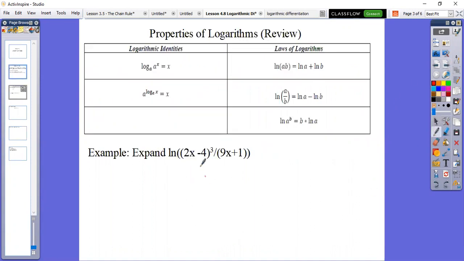So these are the properties of logarithms in case you have forgotten them. Log base a of a to the x is x. I'm not going to bother you reading through all of them. If you need them, pause the video and write them down. But we're going to use them to quickly expand this logarithm.